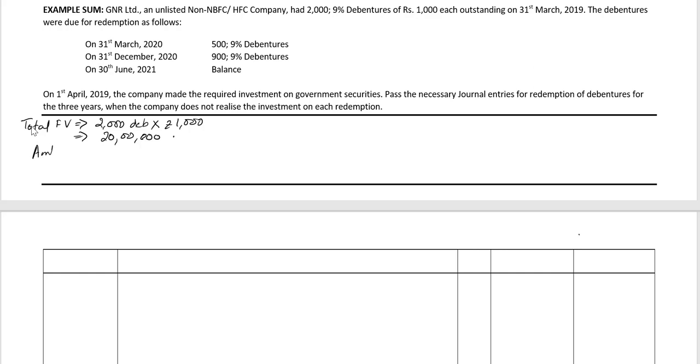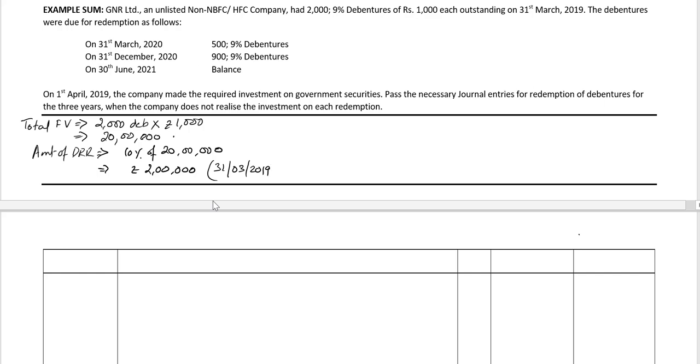Let's get the amount of DRR. 10% of the total redeemable debentures, which is 10% of rupees 20 lakh, comes up to rupees 2 lakh, is the amount of DRR which has to be created. The redemption begins on 31st March 2020. So we will create the DRR on 31st March 2019. The DRI has been made on 1st April 2019 for the first installment.